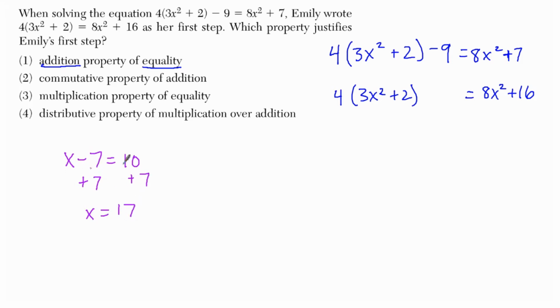So this idea of adding one thing to one side and the same thing to the other side is allowable by the addition property of equality. That says that this equation is equal to this equation. So that's the addition property of equality. That's answer choice 1. Then we have the commutative.